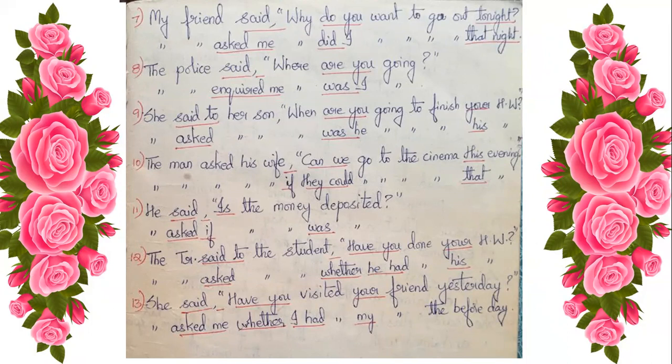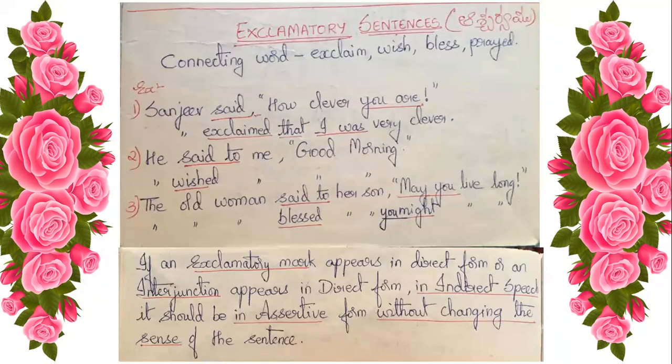Now coming to the next part, exclamatory sentences. The exclamatory sentences are the surprising sentences. So here the connecting word will be "that", and the words used in exclamatory sentences are exclaimed, wished, blessed, prayed. Let us be more clear with an example. Sanjay said, "How clever you are!"